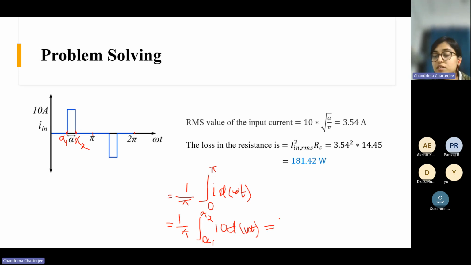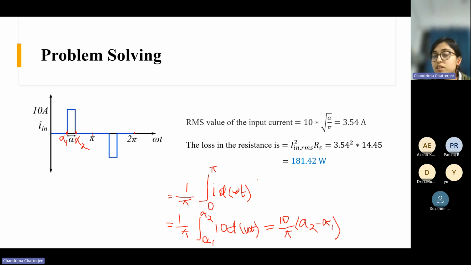So 10 goes out because it is a constant, so we have 10 by pi, and omega t, if you integrate it, will come out to be alpha 2 minus alpha 1, which is nothing but alpha. Right? Alpha 2 minus alpha 1, this is alpha. So your average current will be 10 into alpha by pi.